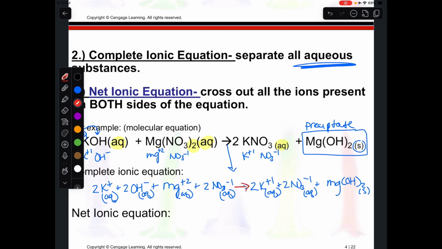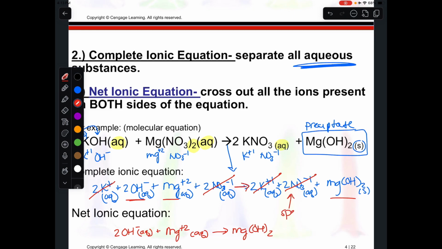And when I say sides, I mean the arrow. So I see 2 Ks, and I see 2 Ks here, and I see 2 NO3s, I see 2 NO3s. So what I'm left with here is the 2 OH minuses plus the Mg +2 yields my Mg(OH)2. Okay? So that is my net ionic. That is basically the important components of the whole reaction. Doesn't mean the other things don't exist. It just means that they're not as relevant. They're not creating the insoluble product or the precipitate.